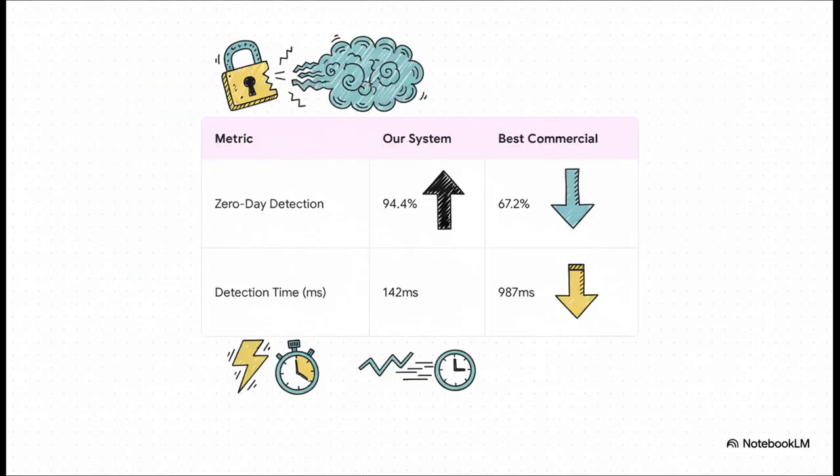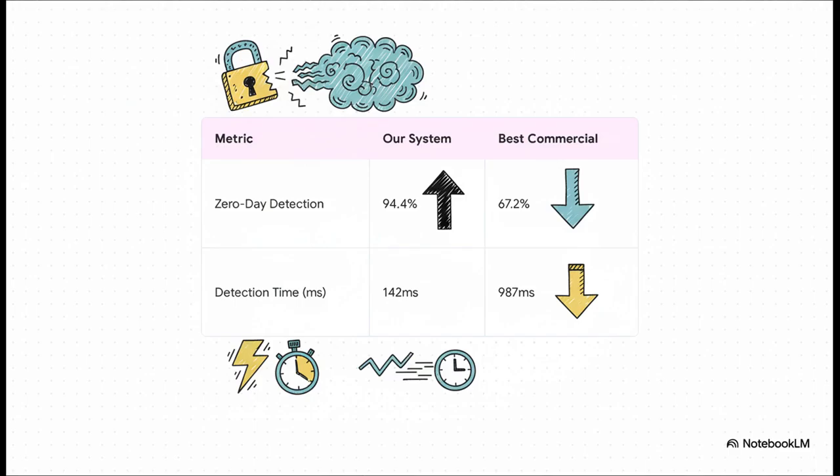But this, to me, is the really crucial test. How does it do against security products you can actually buy today? Well, for zero-day threats, that's brand new malware that nobody's ever seen before, it detects over 94% of them. The best commercial solution they tested only caught about 67%. And the speed? It spots a threat in just 142 milliseconds. That is nearly 7 times faster than its closest commercial rival.